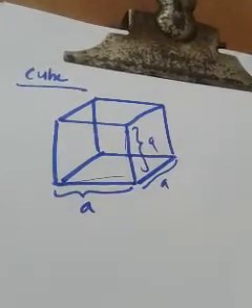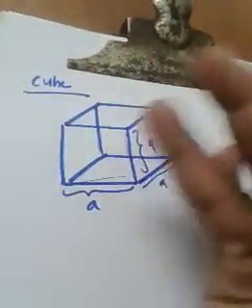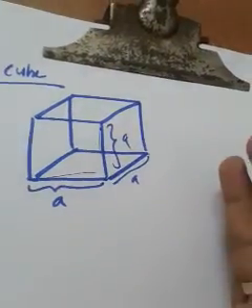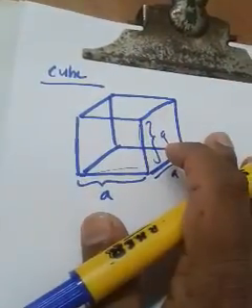Since it is a 3D object, we fail to draw all the parts on the paper. But if it is a 2D object, we could draw all the parts. Okay, and this is what a cube is.